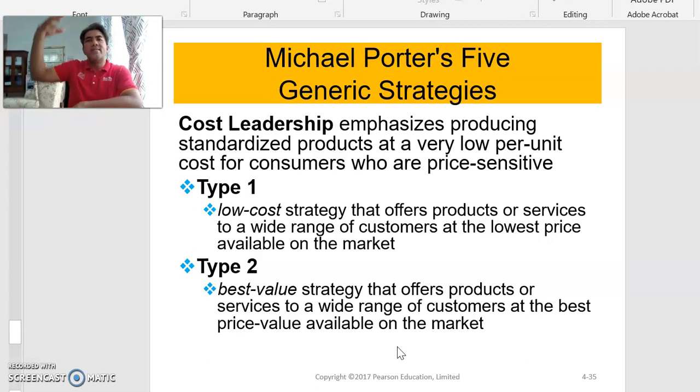But internationally, the company is still considered a very low cost type of company, and what they are pursuing is more focused on the best value, meaning that the quality of the products is much better compared to the normal products in the market.